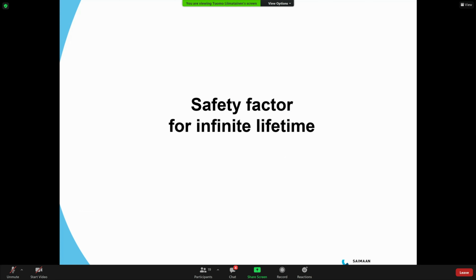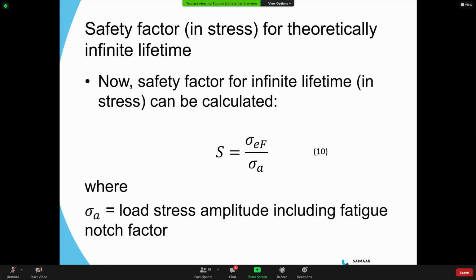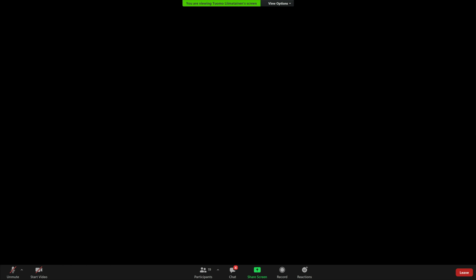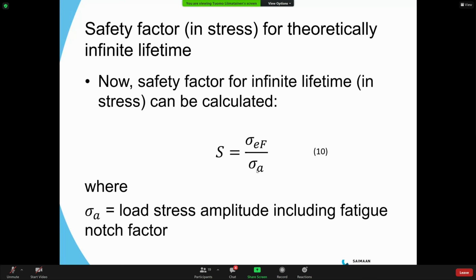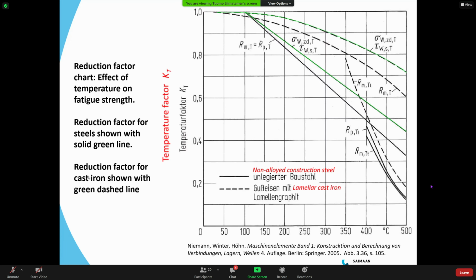And now, when we have done this calculation, we can simply calculate the safety factor as we would for a static strength calculation. So here, sigma EF is the fatigue limit that we have now defined using the strength reduction factors and mean stresses. And sigma A is the loading. That is something that we obtain from the structure using normal strength approaches. But you have to include, of course, the fatigue notch factor in this sigma A. Otherwise it's not in the range. Okay.